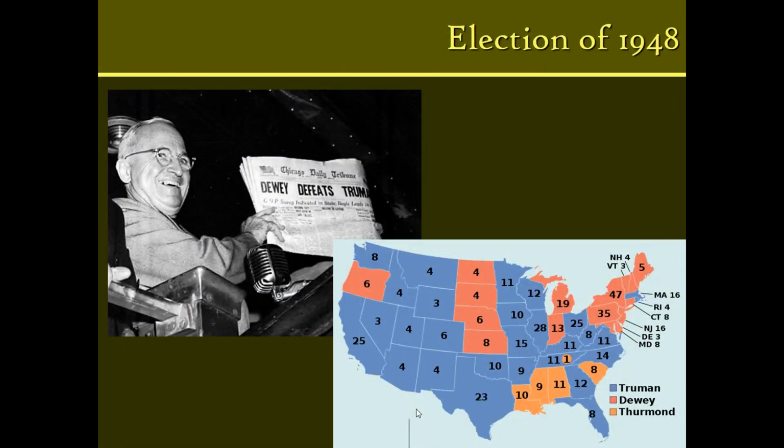It looked like Dewey would defeat Truman. You can see that's actually Truman holding up the Chicago Daily Tribune there. Most people thought that was going to happen because the Democratic Party split, and because they split, they assumed Dewey would get just enough votes to get in. The reality is it was very close, but Truman did indeed win the election.